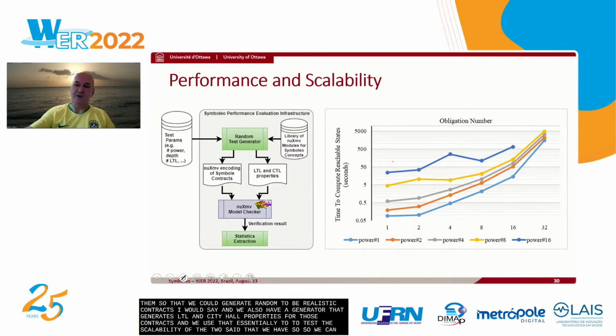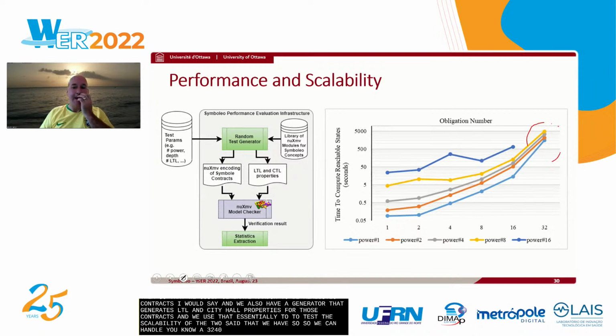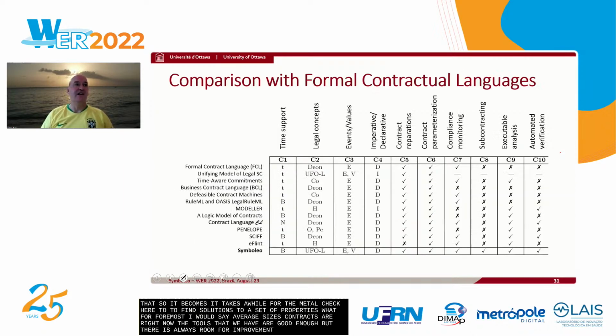So we can handle, 30 to 40, I would say, independent legal positions, such as obligations and powers. That becomes a bit more complicated when we have a number above that. It takes a while for the model checker to find solutions to a set of properties. But for most, I would say, average size contracts, right now the tools that we have are good enough, but there's always room for improvement.